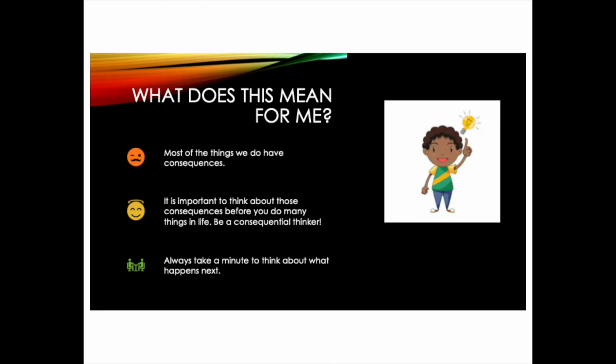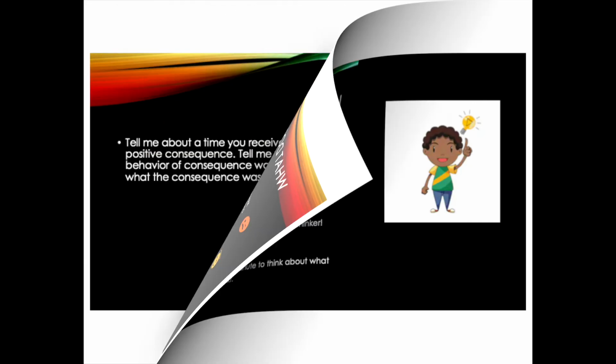So what does this mean for you? What are the takeaways? One, most of the things we do have consequences. Number two, it is important to think about those consequences before you do many things in life. You have to be a consequential thinker. And finally, always, always, always take a minute to think about what happens next.